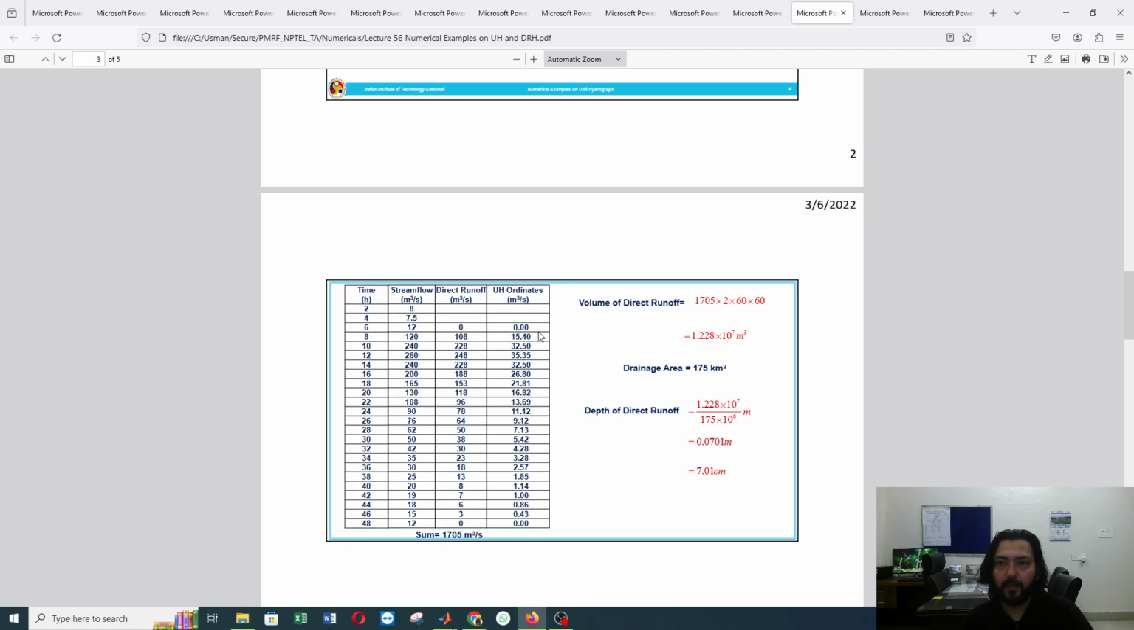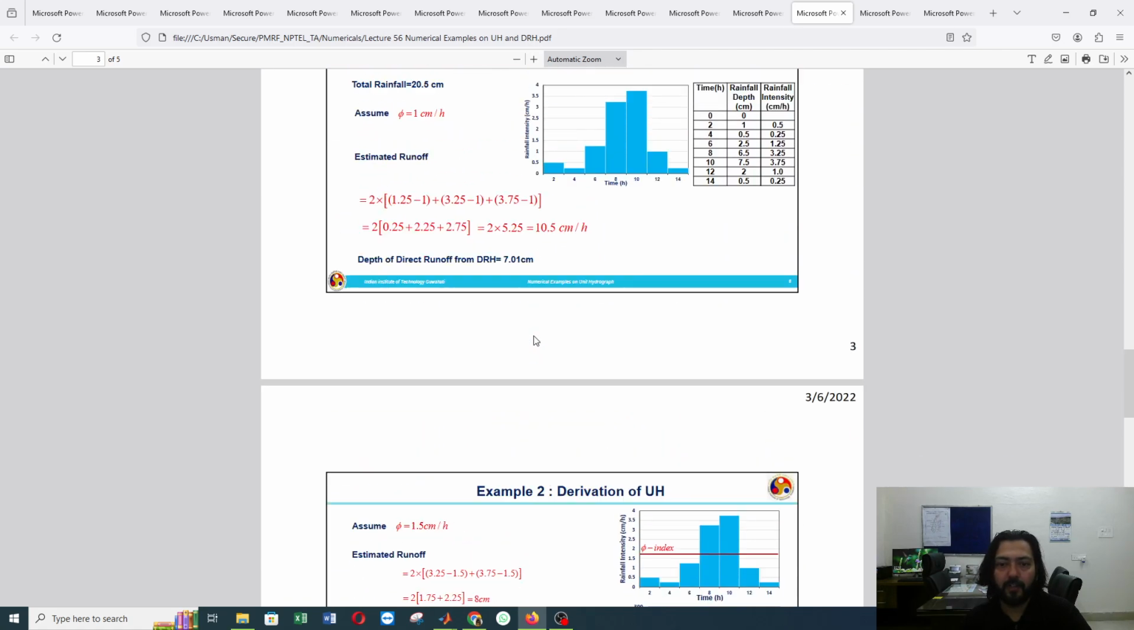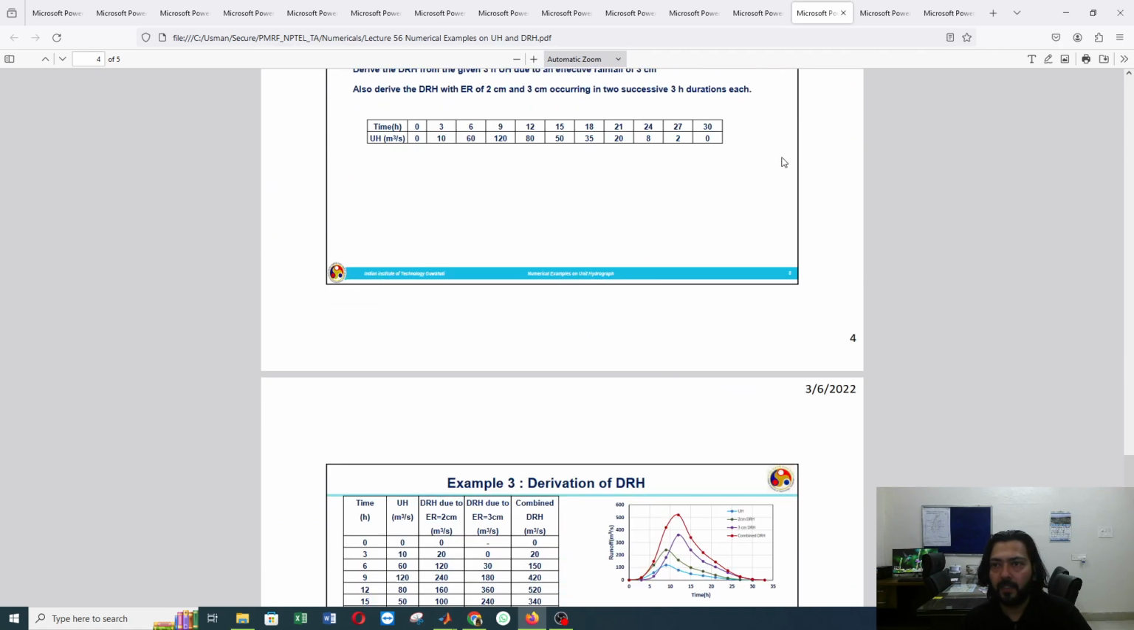We know the relationship for how we can calculate the ordinate of the unit hydrograph: it is direct runoff divided by the excess rainfall, right? ER value. So here we have calculated the ER value, which is 7. So if you divide the direct runoff ordinate by 7, we will get the corresponding unit hydrograph ordinate. So this kind of numerical we have seen.